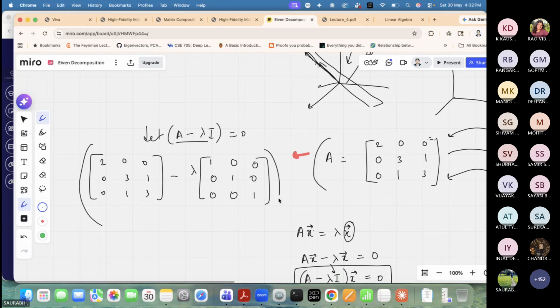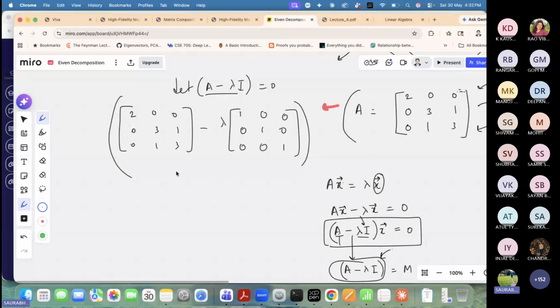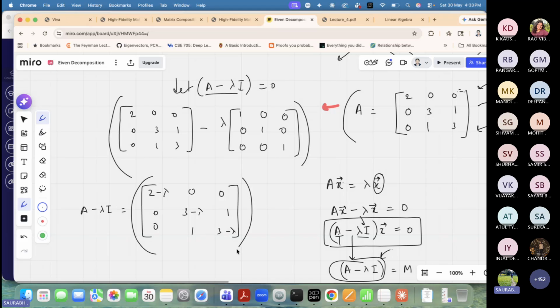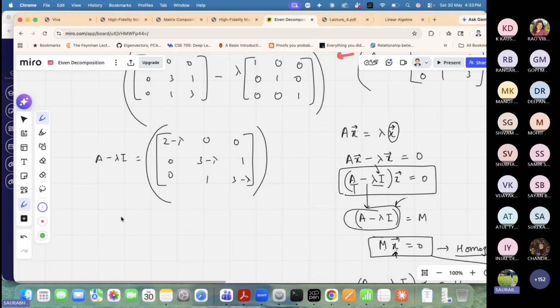Let's first give it some form. So basically your matrix eventually would become 2 minus lambda, 0, 0, 0, 3 minus lambda, 1, 0, 1, and 3 minus lambda. So this is your A minus lambda I. Now you have to find the determinant of this matrix to find eigenvalues, so the determinant has to be equal to 0. Now tell me, how would you find the determinant?